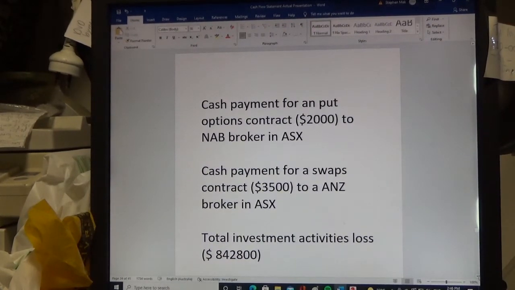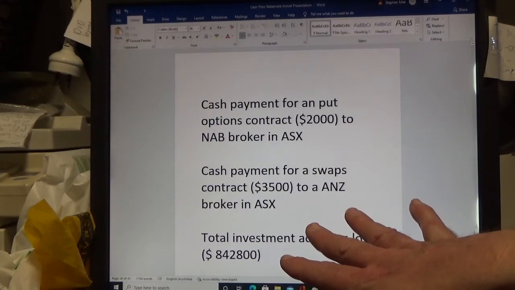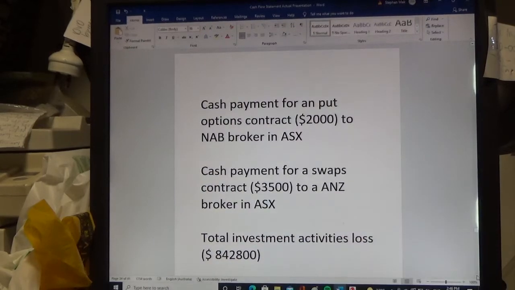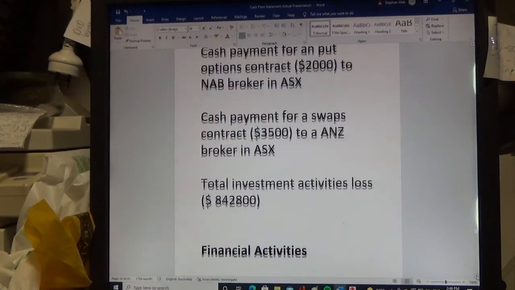Cash payment for a swap. A swap again in the financial market where one party swaps something such as an asset with another party who's willing to do the swap, who's got something else. Could be something like an investment at different interest rates is swapped. It is possible. There's a number of different possibilities in the derivatives market.